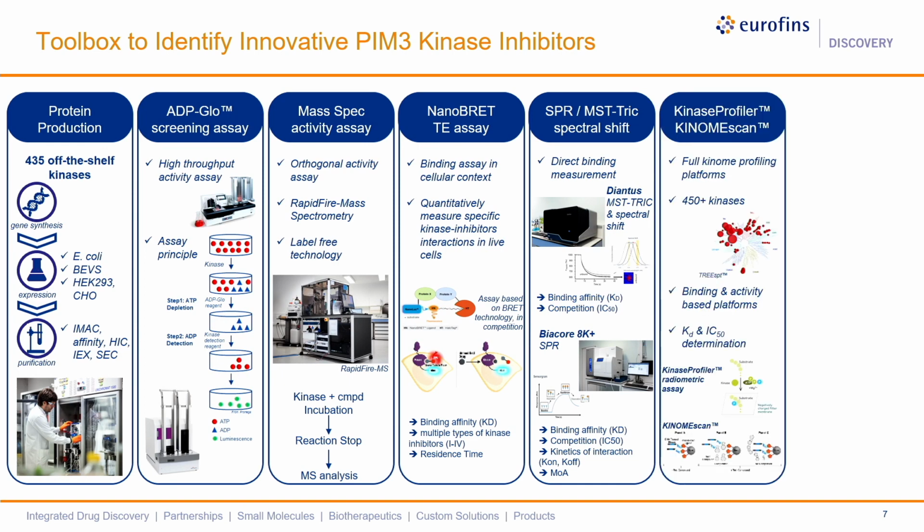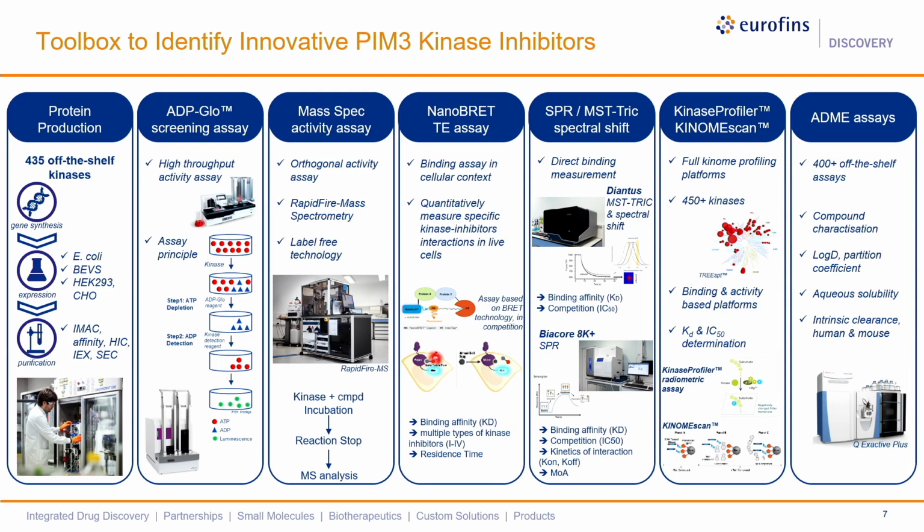At the end, as you will see, we managed to investigate the selectivity of the hits for the kinase. I mentioned there are three kinases in the PIM family, and it's quite important that we can rank and prioritize the hits for their selectivity versus the other members of the family. For that, we have access to our kinase platform, the kinase profiler and the KINOMEscan, to quickly investigate the selectivity of the hits. And finally, we also characterized the hits in early ADME assays, for solubility and hepatic stability.